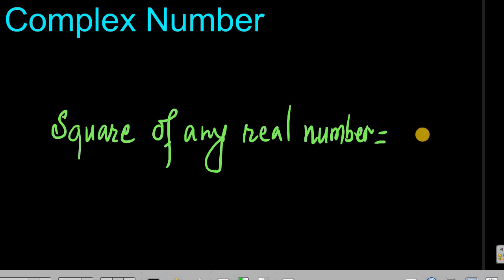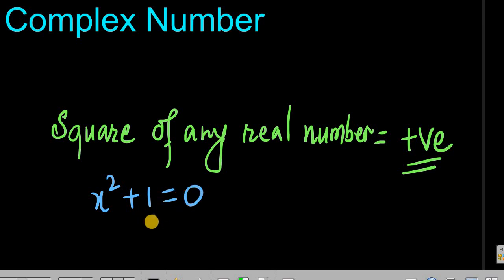Do you know what will be the square of any real number? Yes, you should know that the square of any real number is always positive. Friends, let's see this example. x square plus 1 is equal to 0. So can you determine the value of x here?